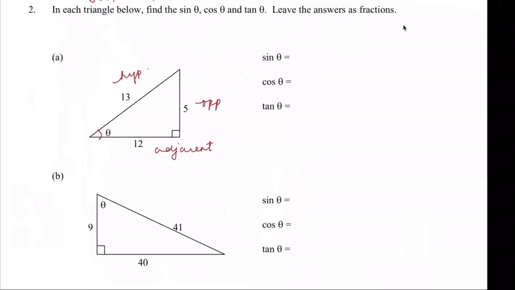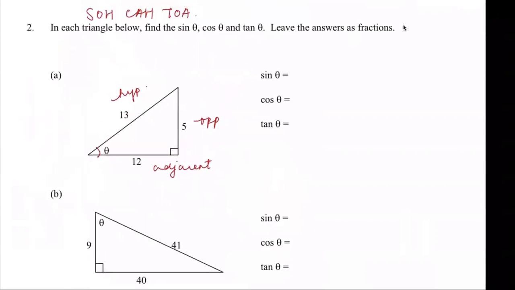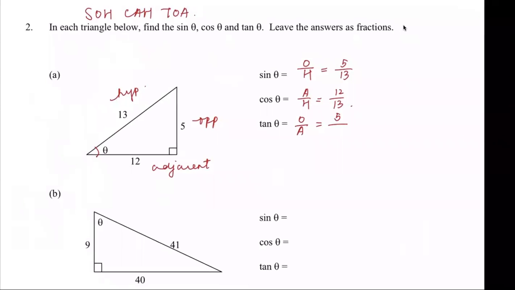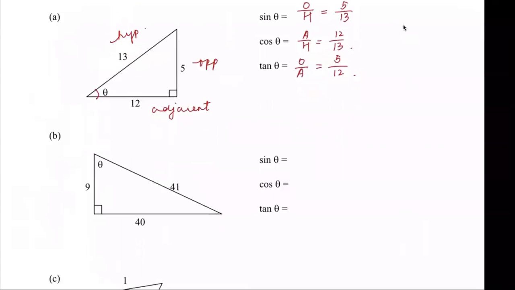So sine theta is equal to O over H, which is equal to 5 over 13. Cosine theta is equal to A over H, which is equal to 12 over 13. Tangent theta is equal to O over A, which is equal to 5 over 12. It's very easy, very straightforward.